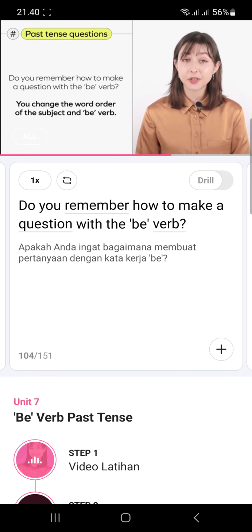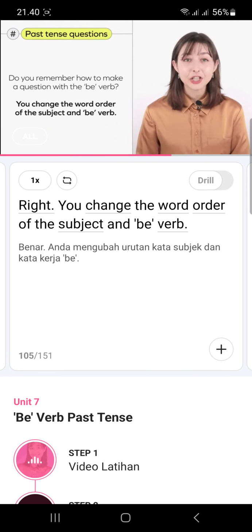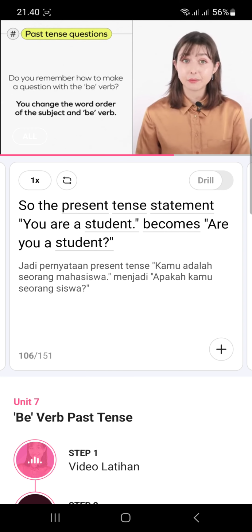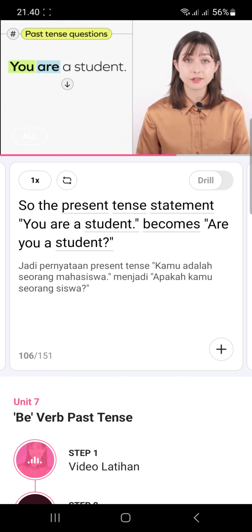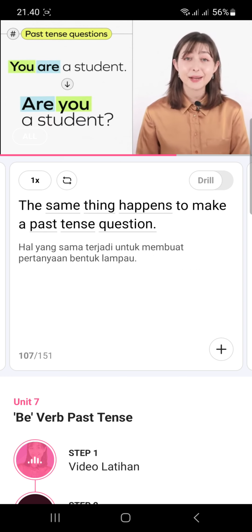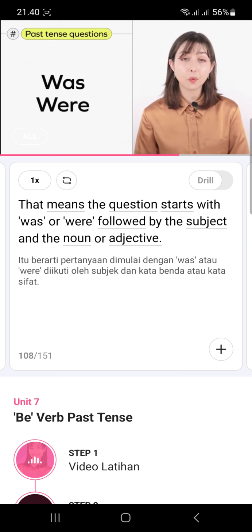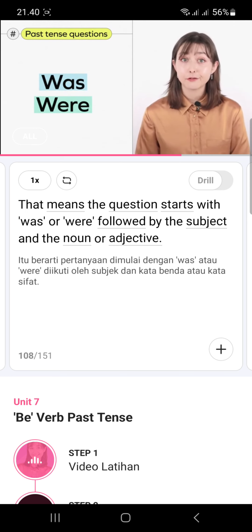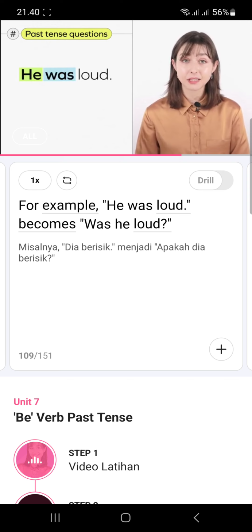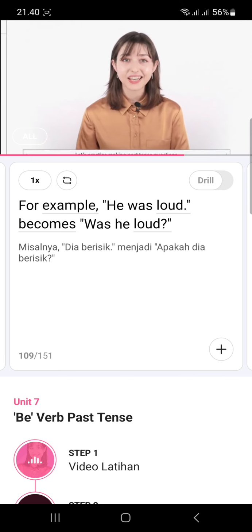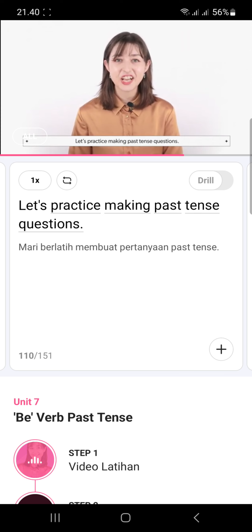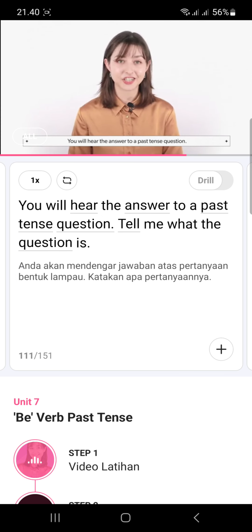Do you remember how to make a question with the be verb? Right. You change the word order of the subject and be verb. So the present tense statement, you are a student, becomes, are you a student? The same thing happens to make a past tense question. That means the question starts with was or were, followed by the subject and the noun or adjective. For example, he was loud becomes, was he loud? Let's practice making past tense questions. You will hear the answer to a past tense question. Tell me what the question is.